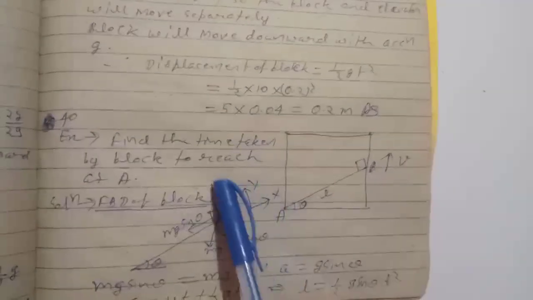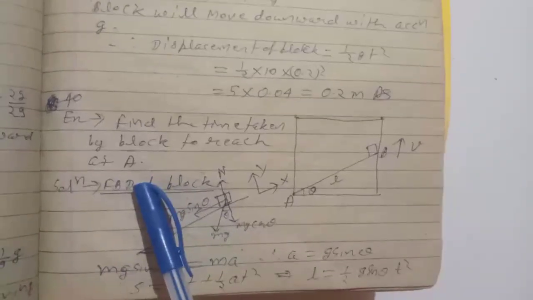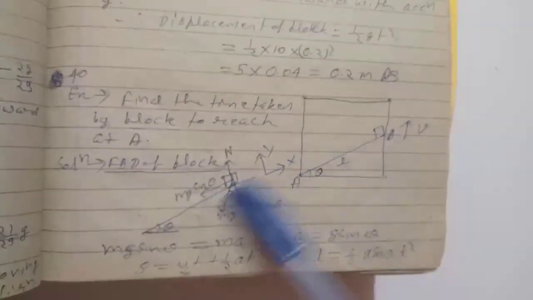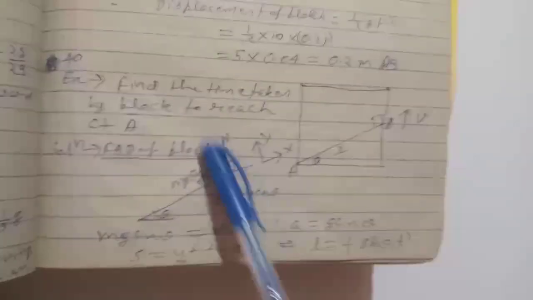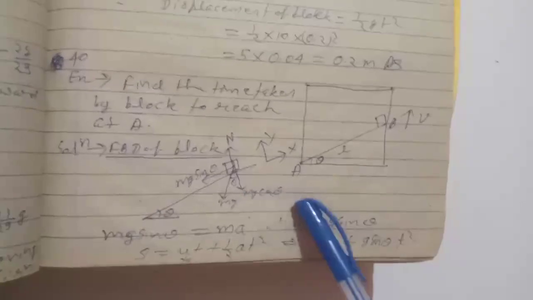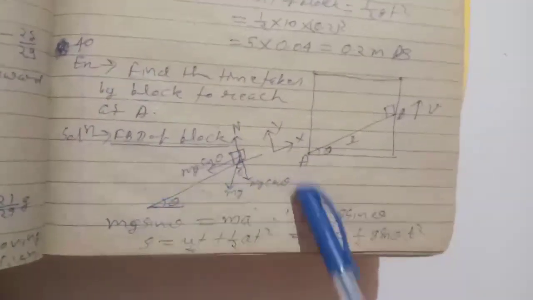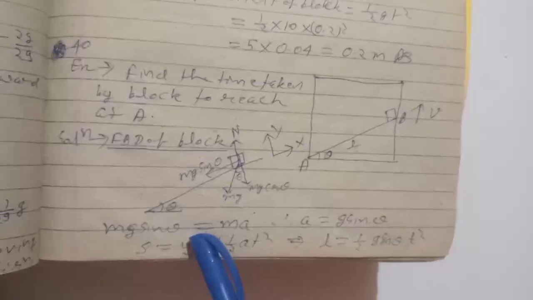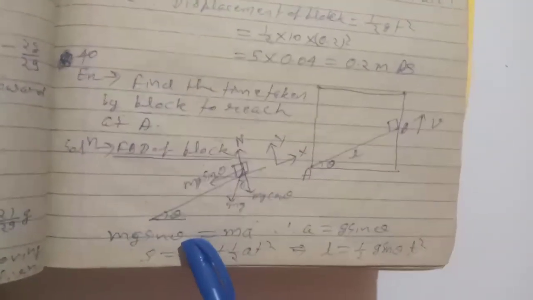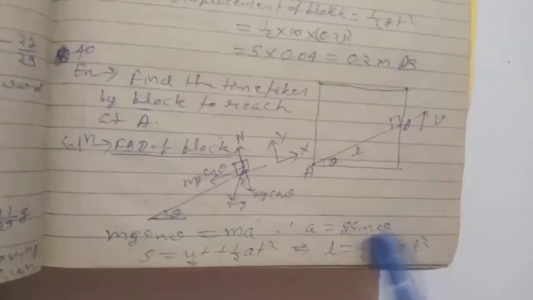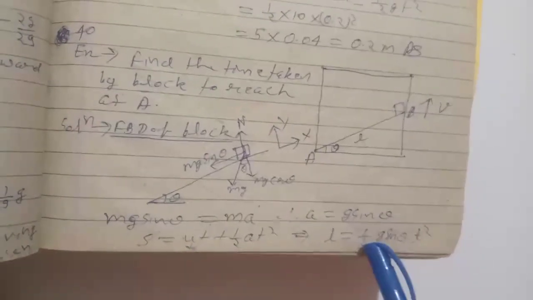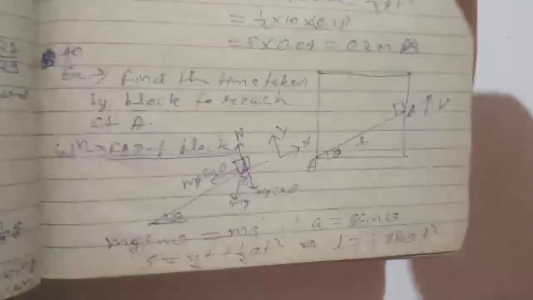Find the time taken by the block to reach A. Now the FBD of the block: this direction is the x-axis and this is the y-axis. Mg sin theta, normal, and mg cos theta, because mg is in this direction, and this is the theta. So mg sin theta equals ma, hence a equals g sin theta. Now s equals ut plus half at square, u is 0 here, so L equals half g sin theta into t square.